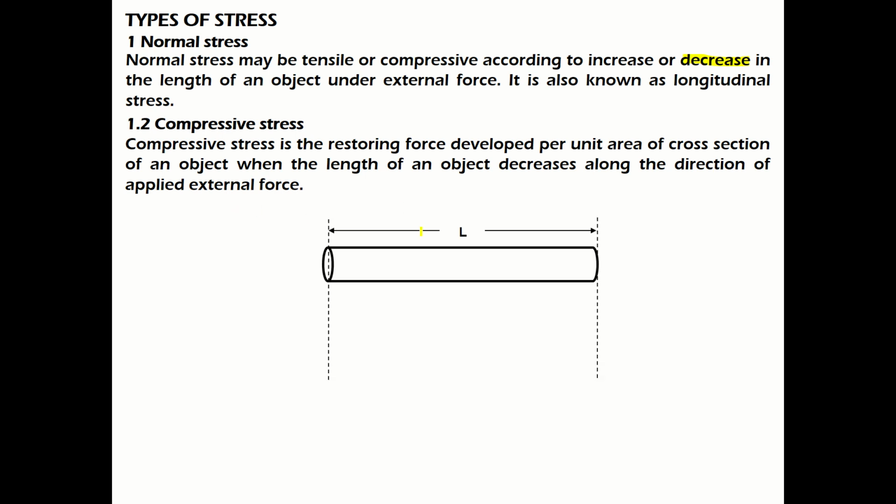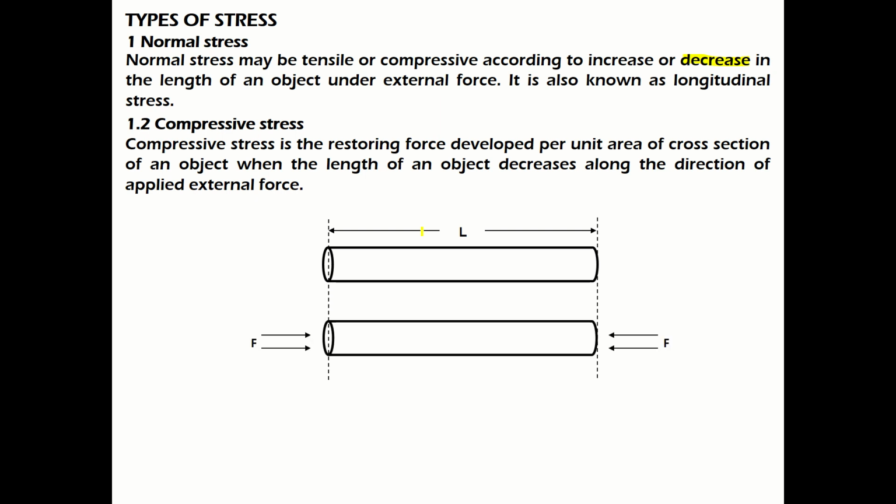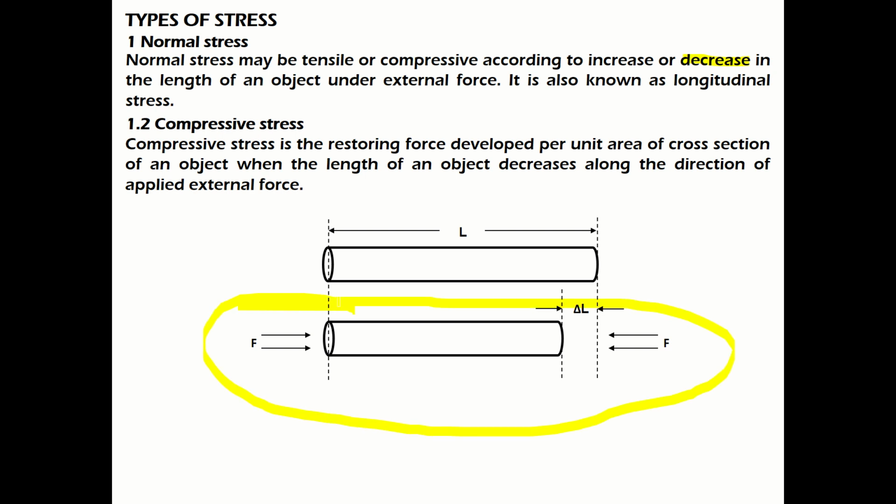Again, this is an object of length L. If we apply the compressive force along the direction, then what will happen? Its length will decrease. Suppose the decrease in the length is delta L, then we can say that this object is under compressive stress. The first type was normal stress, which was again classified into two types, tensile stress and compressive stress.